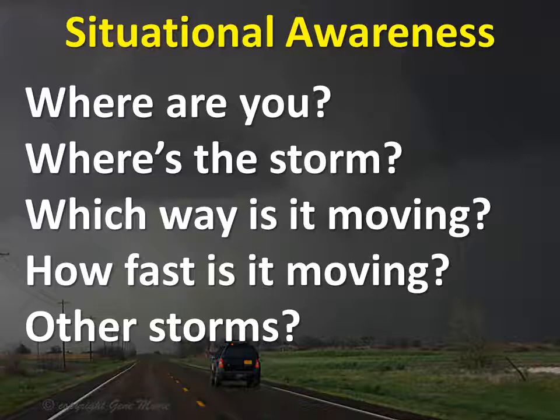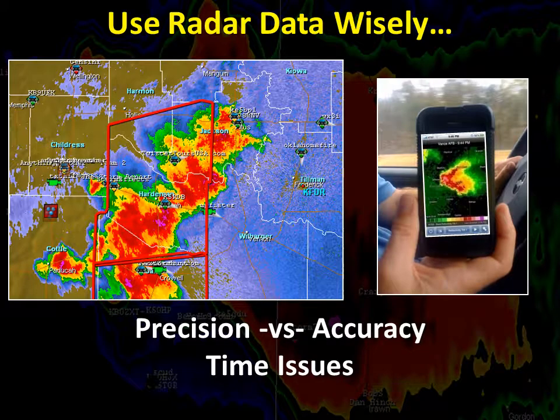This is why it's a good idea for mobile spotters to work in teams. It's easy for a spotter working alone to lose sight of the big picture and possibly miss important information. Radar can help you maintain situational awareness and make it easier for spotters to operate safely around dangerous storms.